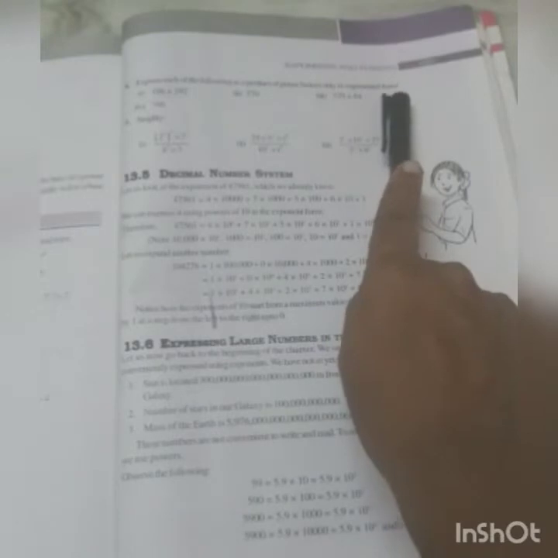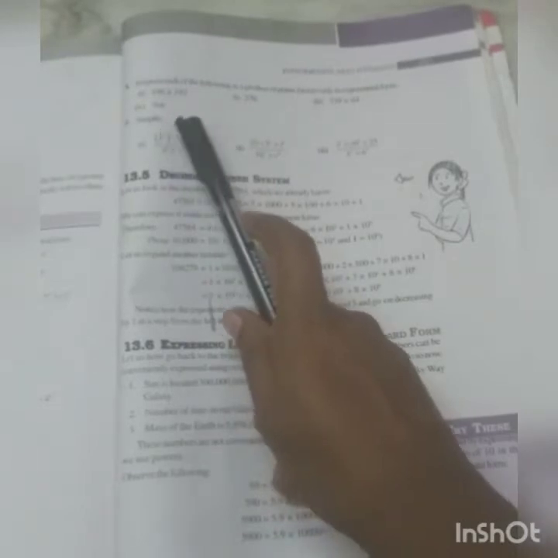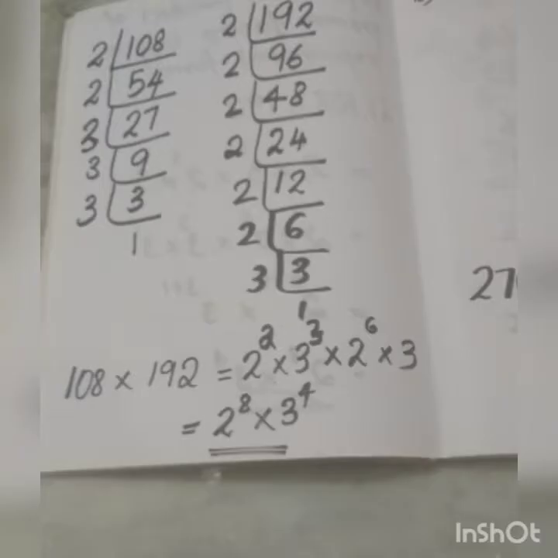Question number 4. Express each of the following as a product of prime factors only in exponential form. That means the first question is 108 into 192. This we have to express in exponential form by finding out the prime factors only. So how will we find the prime factors of a number? You know that, isn't it? We have studied the prime factorization method.